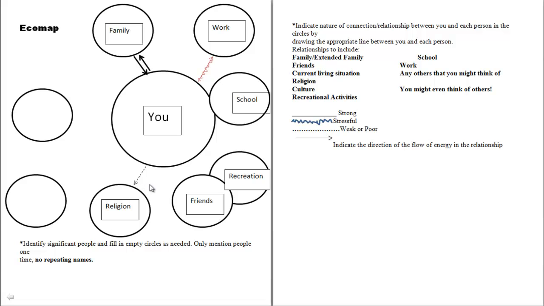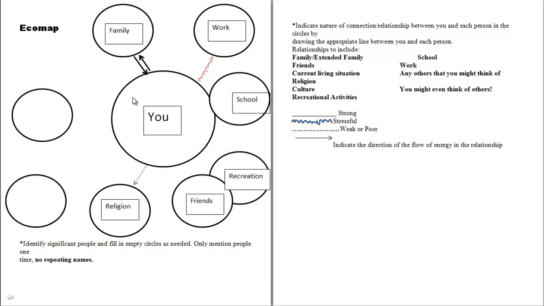And then each one of these lines that you draw should have an arrow on it indicating the flow of energy. To me, that is the most important thing that an EcoMap illustrates, is where your energy is going. Because once you've drawn this thing and you see all the things in your life and sit and think through, am I giving to it? Is it giving back to me? And in what measure?